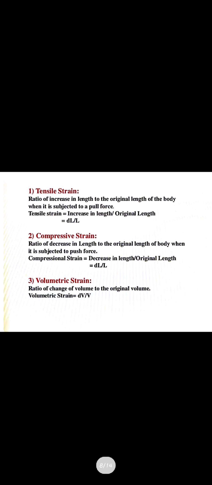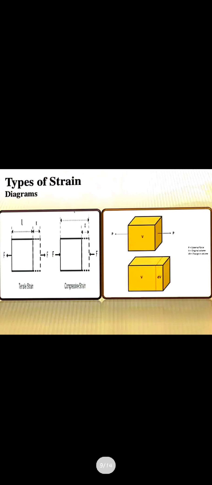So tensile strain means the ratio of the increase in the length to the original length of the body. Again, the decrease in the length to the original length of the body is given as compression strain. Volumetric strain is the change in the volume to the original volume. Here you can see the diagram for the tensile strain and the compression strain, and this is what volumetric strain is.